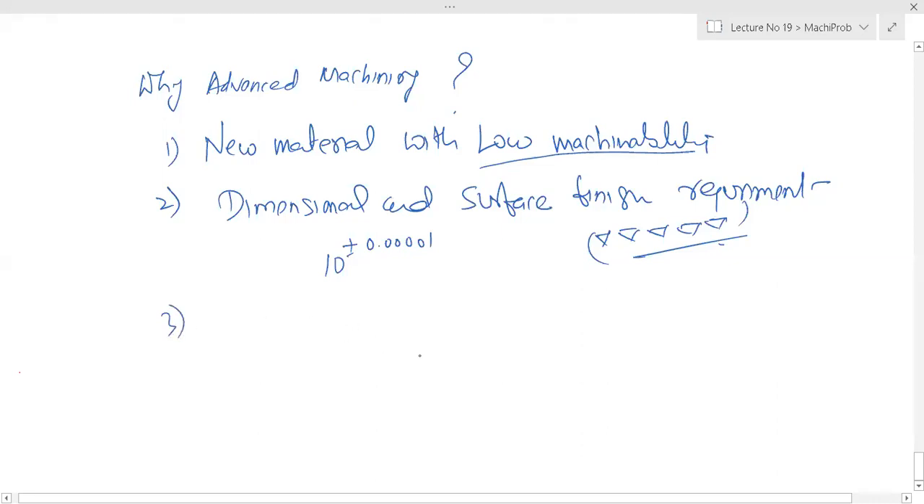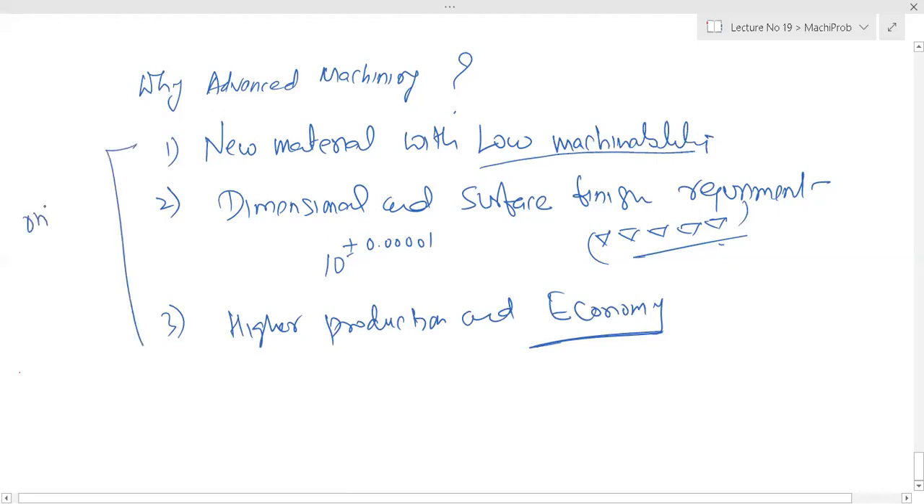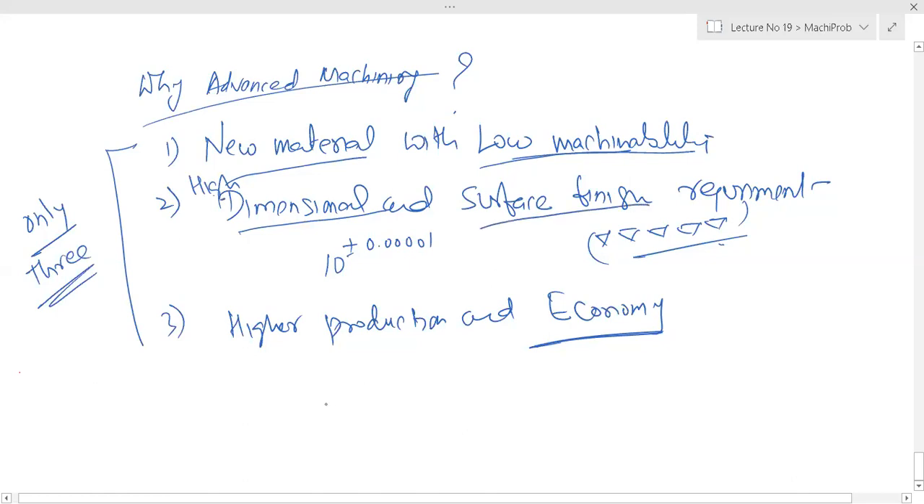Higher production rate and economy. Finally everything comes down to economy. So these are the 3 main reasons, only 3 I have noted here. Why advanced machining? First is new material with low machinability. You need high dimensional accuracy, or surface finish, and higher production and economy.